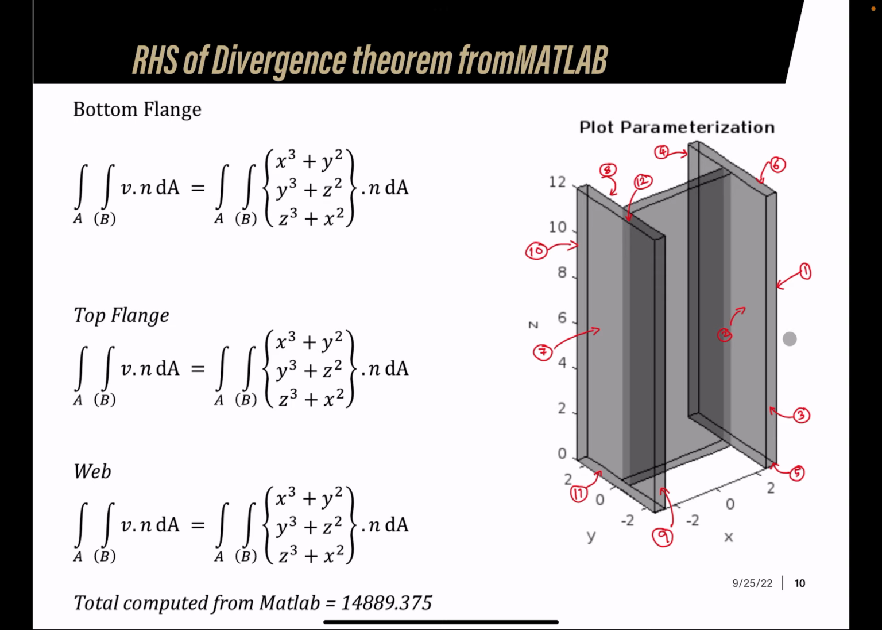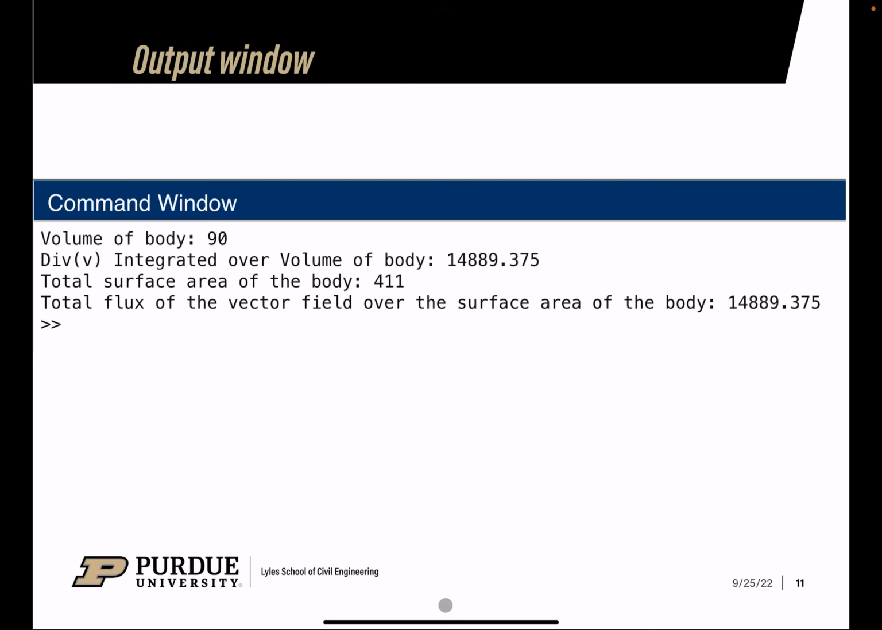Each of these should be done for each surface. For surface 1, the normal vector would be pointing outwards, that would be positive E1, and similarly for every section. From MATLAB we got 14,889, which is similar to what we obtained from MATLAB for the left hand side.